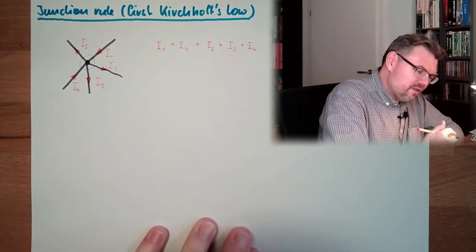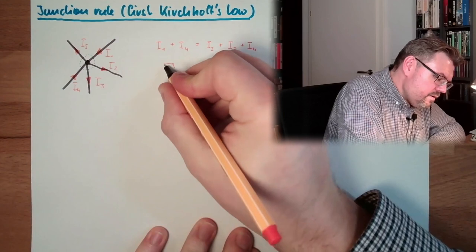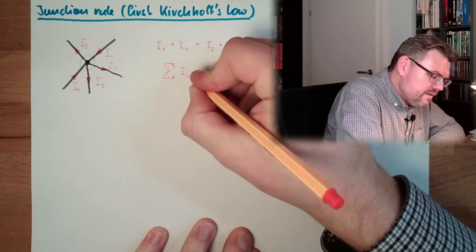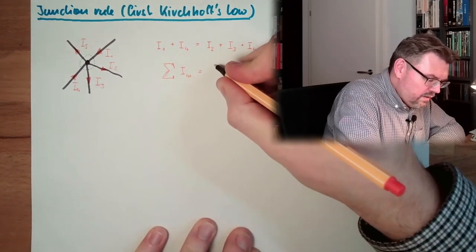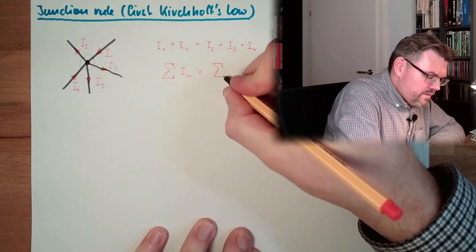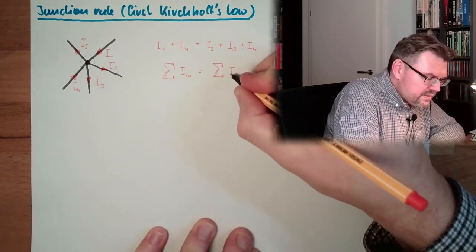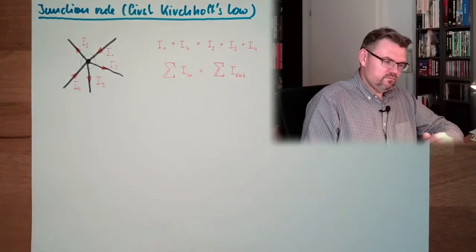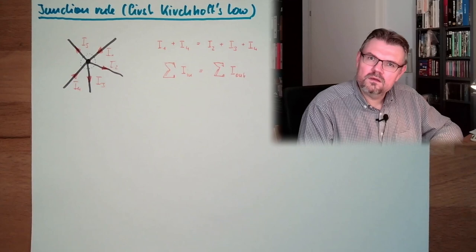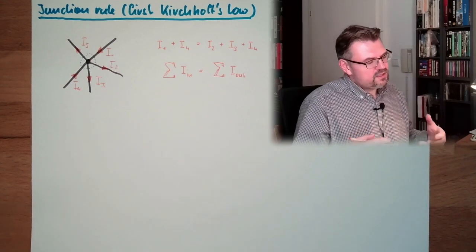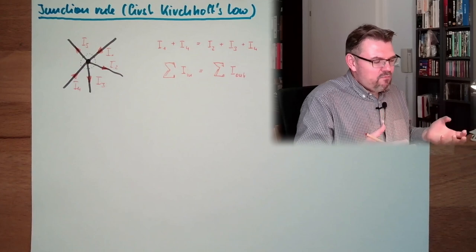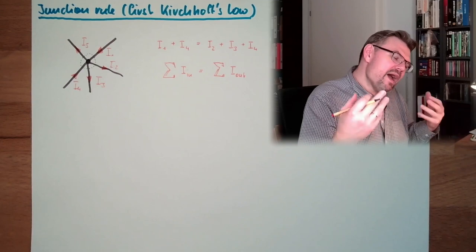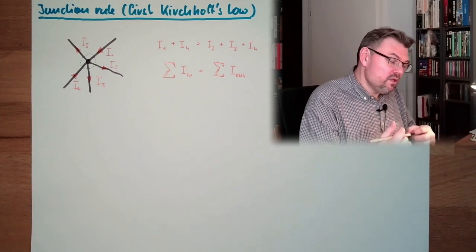Everything, the sum of all currents going into the node must equal the sum of all currents going out of the node. That's one way to look at it. Or you say, okay, what is coming out, I say it's negative because it's leaving, and what is coming in is positive because it's added to the node.